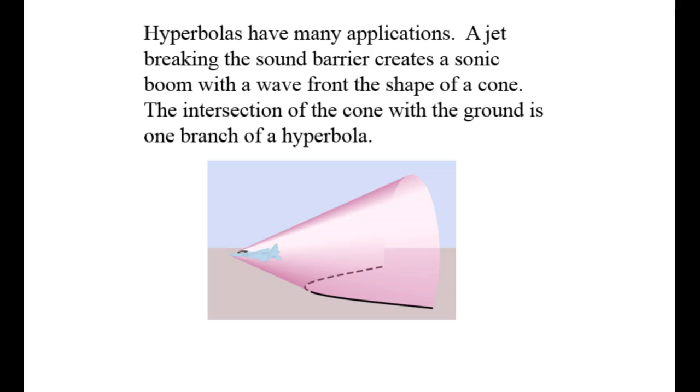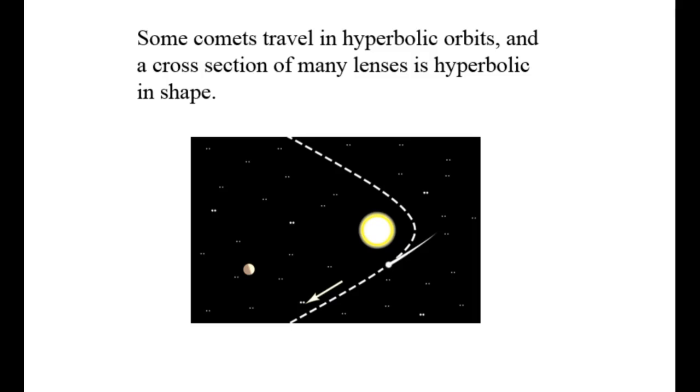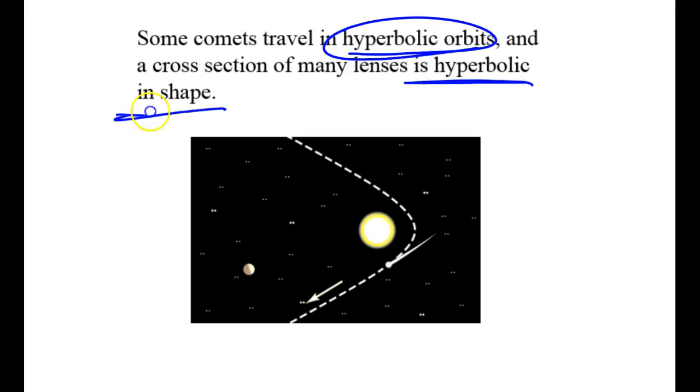So again, there are applications for hyperbolas, such as a jet creating a sonic boom wave in the shape of a cone, and the intersection of this cone with the ground is a hyperbola. So just again to show you, there are some hyperbolic shapes also in science. We've got hyperbolic orbits. We also have elliptical orbits, but in this case we're talking about hyperbolic functions. So again, there are real-world applications for this.